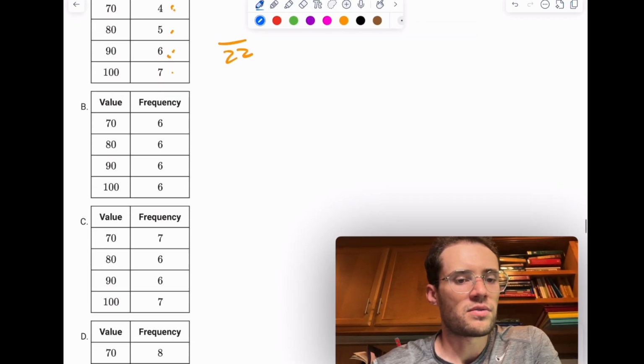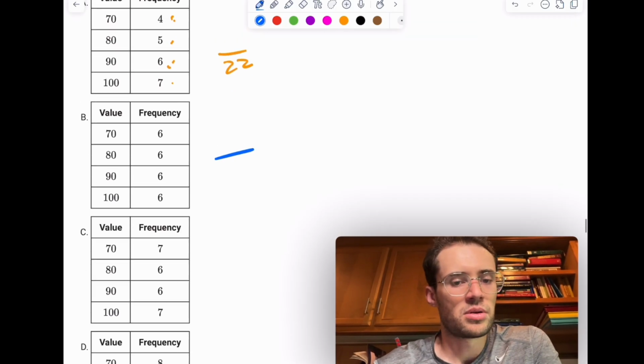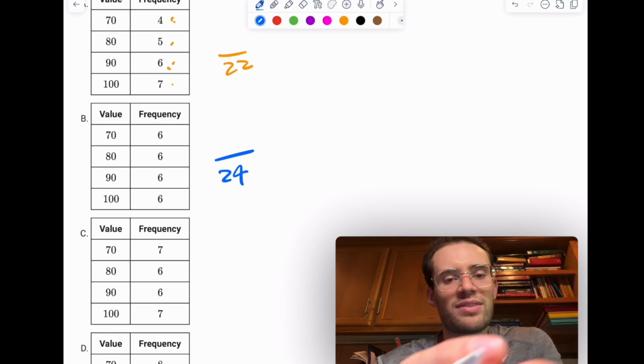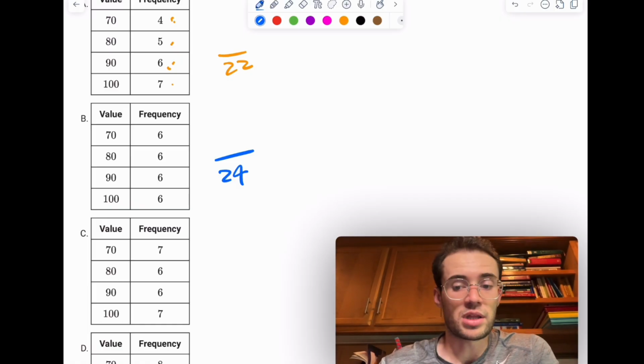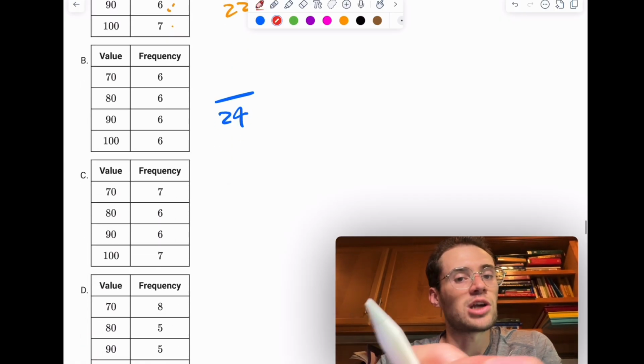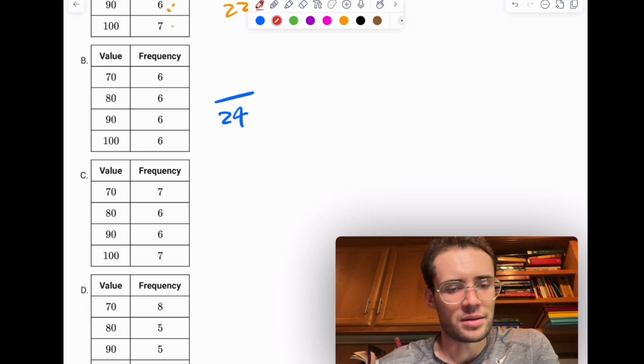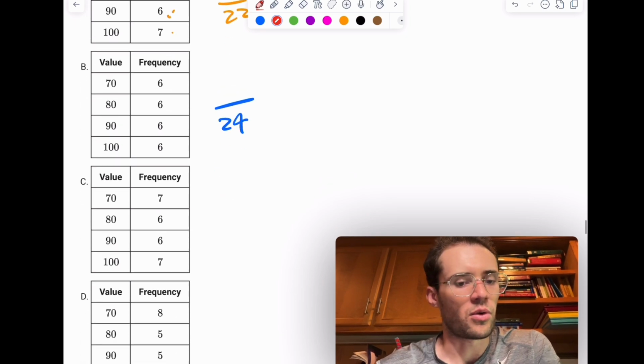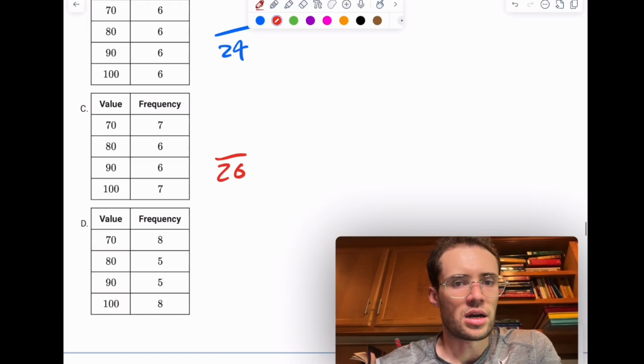Over here, you've got 4 6s, so add those up, it would be 24. If they did have the same number of values in each one, then you could just figure out which one has the highest total, the highest sum. But that seems to not be the case here. 22, 24. Yeah, here it's even 2 more than that, so this would be 26. And here, 8 plus 5 is 13, times 2 is 26.